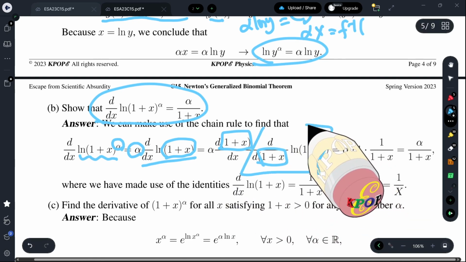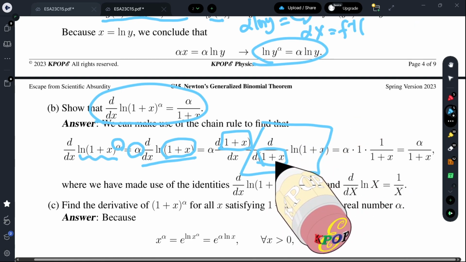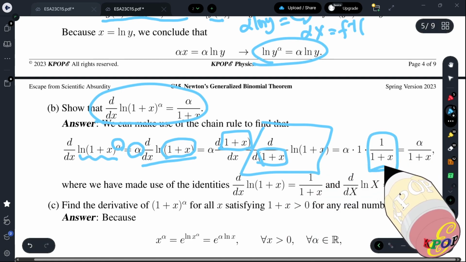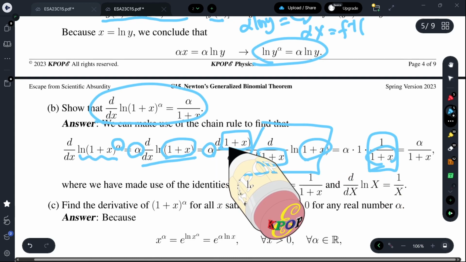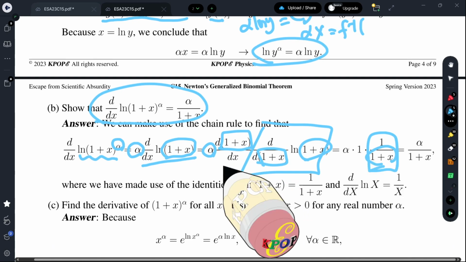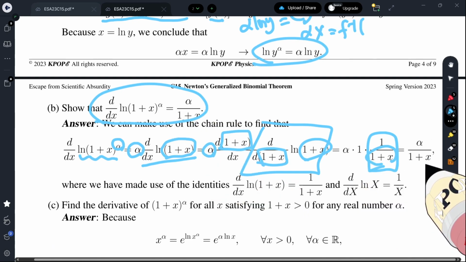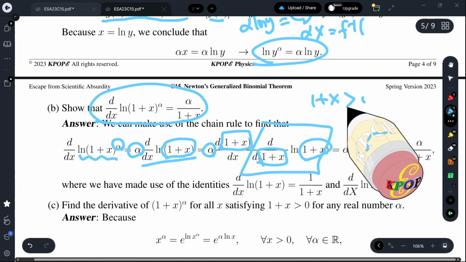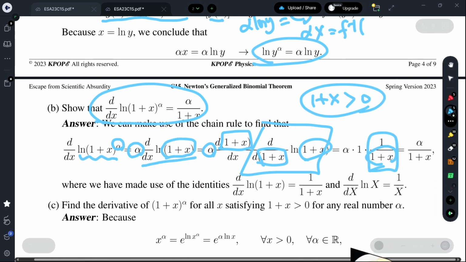By the way, what's that? This is a log's derivative. The log's derivative was 1 over something. So it is 1 over something. And we have pulled this out. And what's this? This is a trivial derivative. That is 1. As a result, the answer is alpha divided by 1 plus x. Sure, we have assumed that 1 plus x is positive in order for this log to be defined.